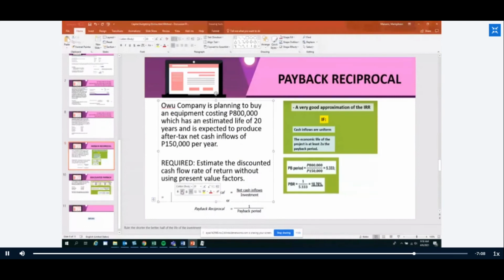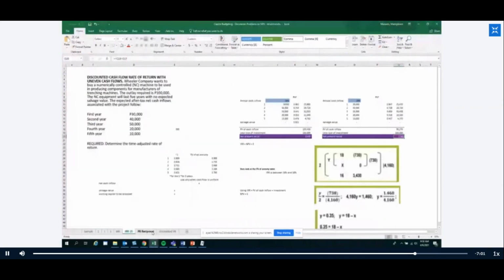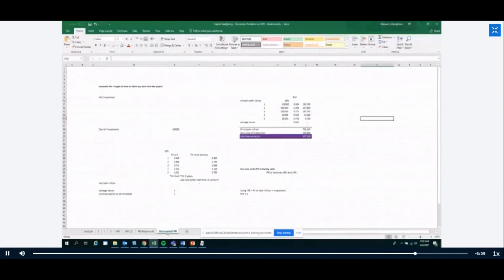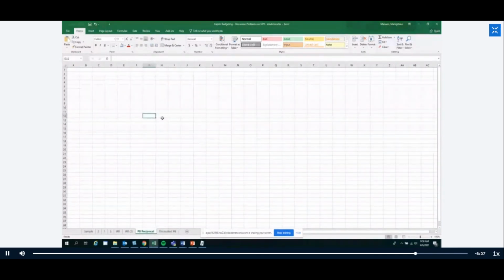Sige. Para mas maintindihan, let's try this problem. Not sure kung meron pa rin ako. Okay, meron pa rin. Oops, wala na. Wala na nga ako. Pero sige, isa-isahin natin.